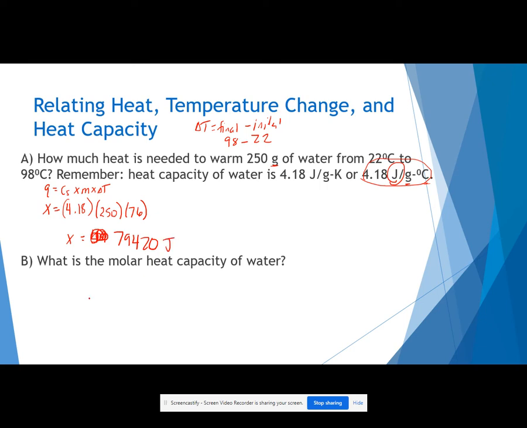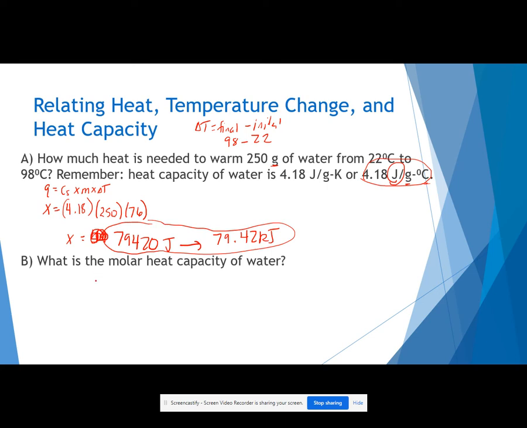Now, if I were to ask you to put that answer in kilojoules, the only thing you would have to do to go from joules to kilojoules is divide by 1,000. So another way you could write this instead of just in joules is by saying 79.42 kilojoules. Any one of these numbers is perfectly acceptable as long as you provide a unit.